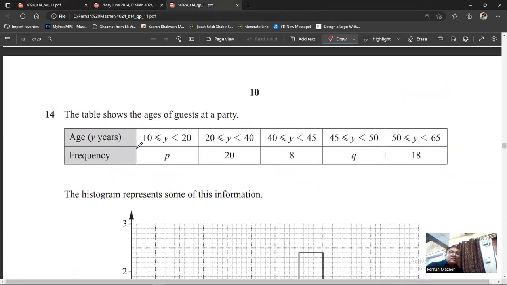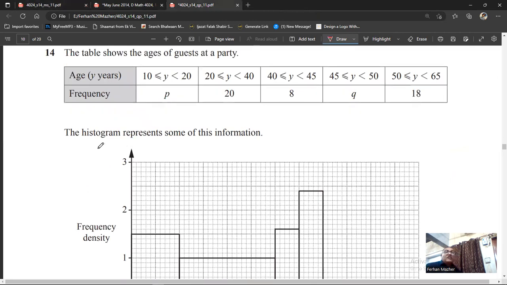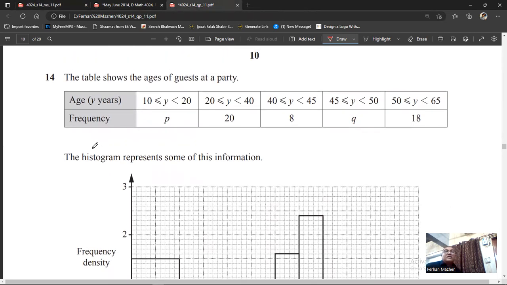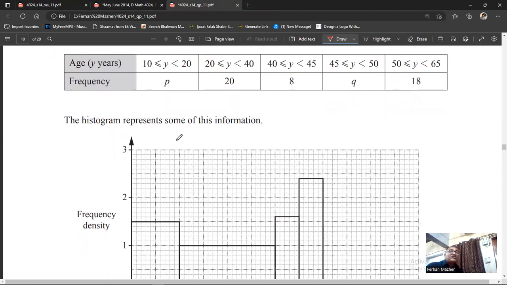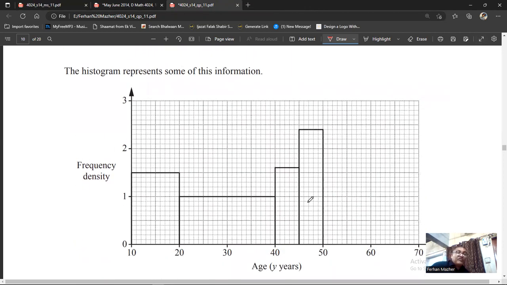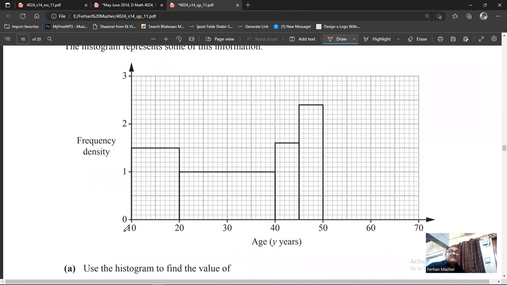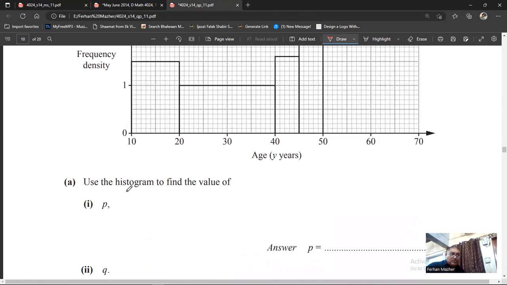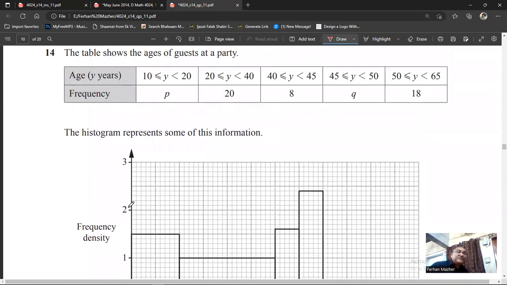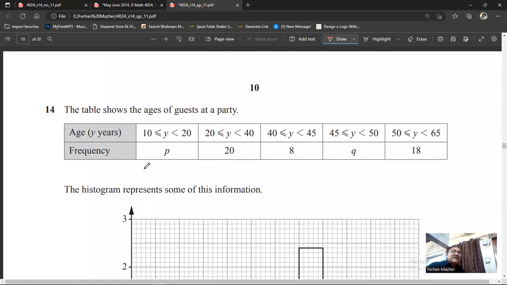Then we have question number, this one. He says the table shows the ages of guests at a party. 10 to 20 years, P; 20 to 40 years, 20; 40 to 45 years, 8; 45 to 50, Q; 50 to 65, 80. Their question is the histogram represents some of this information. Here's the frequency density, here are the classes. Use the histogram to find the value of P.